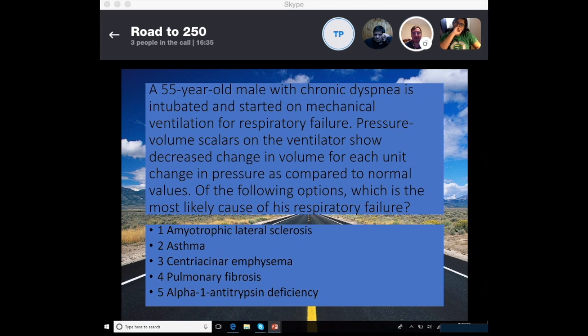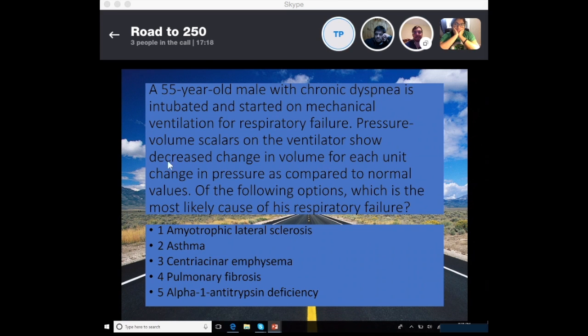Since I didn't actually read this question before right now, I was going to say asthma. Okay, so chronic dyspnea. He's got decreased changes in volume for each unit change in pressure. I picked this question because I presented on the lung volume function curves. So which one, obstructive versus restrictive, shows decreased changes in lung volume?